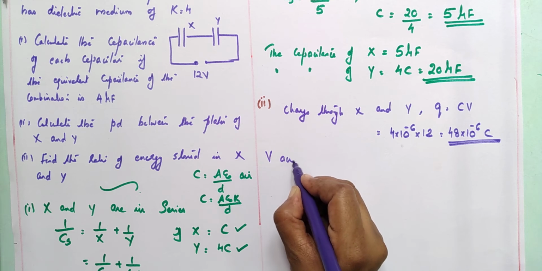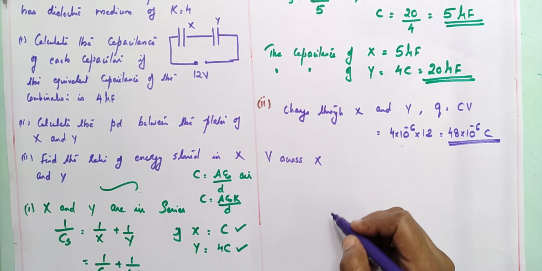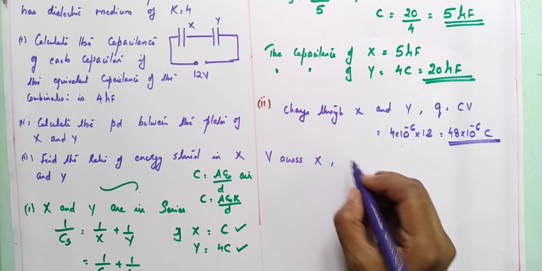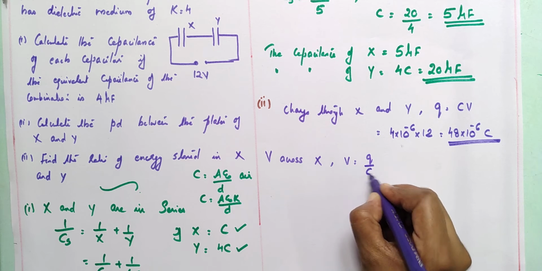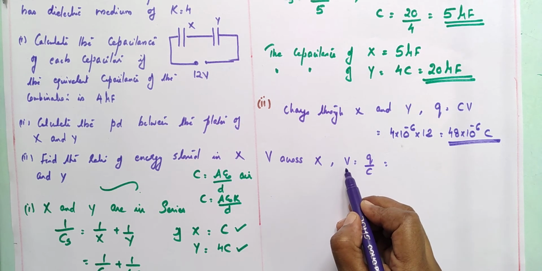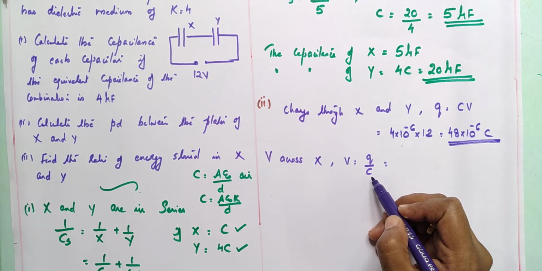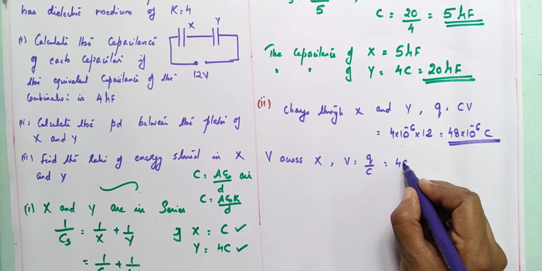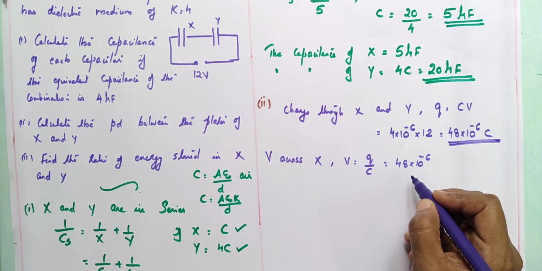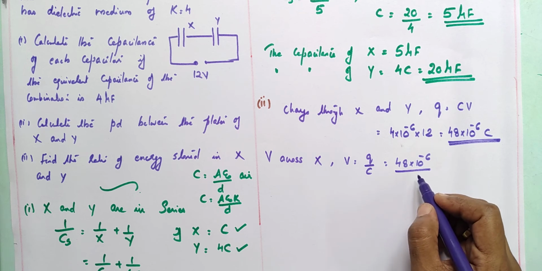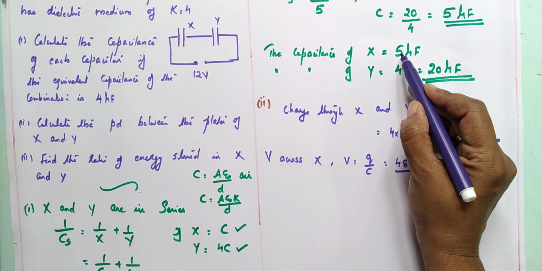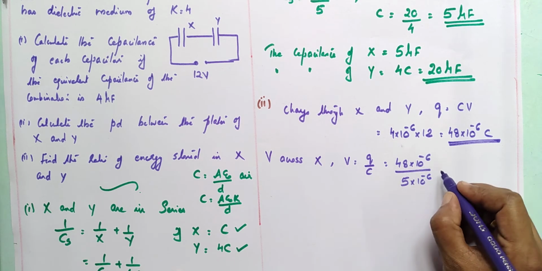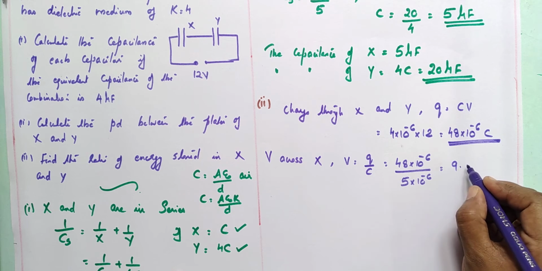Now, what is the potential difference across X? The formula remains the same: C equals Q by V, or V equals Q by C. Potential difference across X means its charge divided by its capacitance. The charge flowing through X is 48 into 10 raised to minus 6, divided by its capacitance, which is 5 into 10 raised to minus 6. 48 divided by 5 is 9.6.